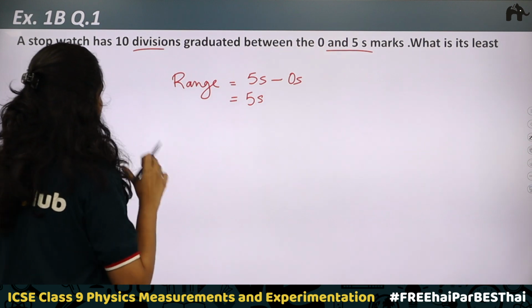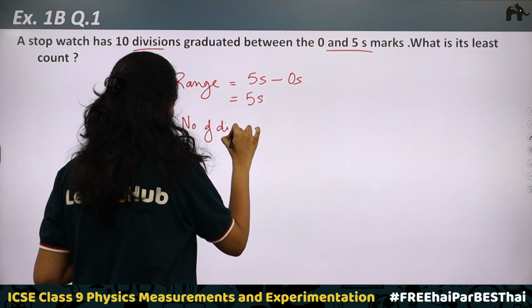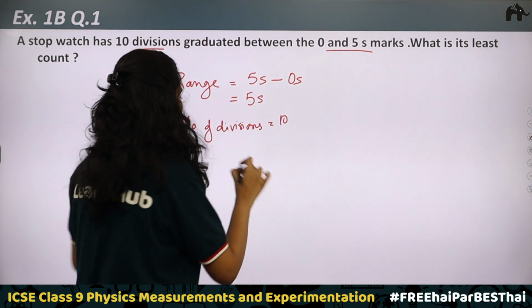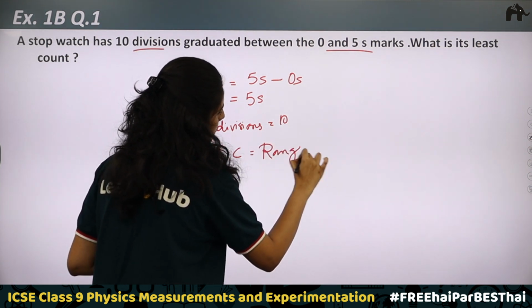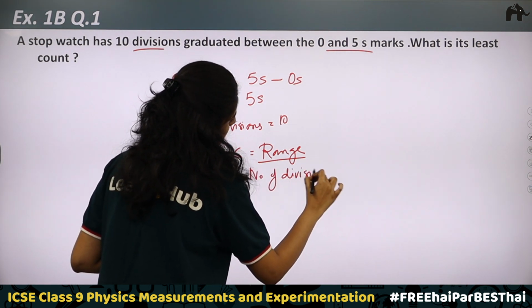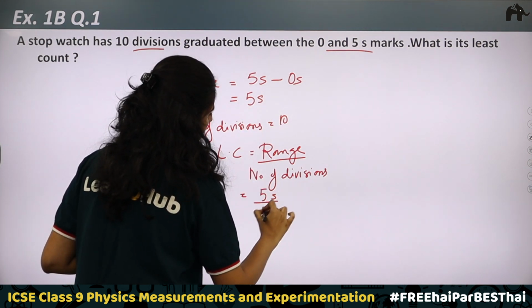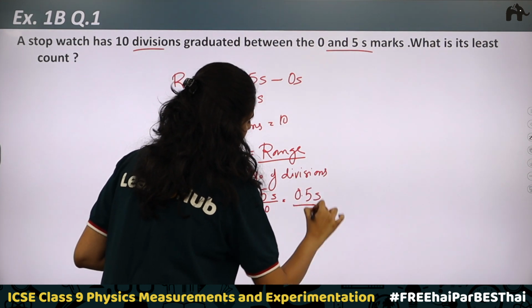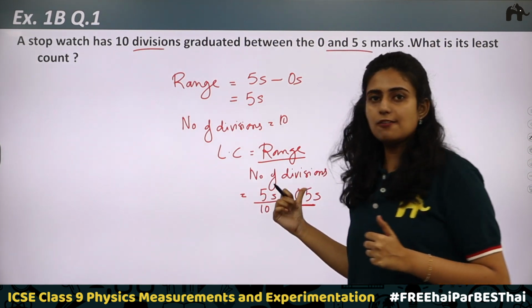Okay, then what is the total number of divisions? Number of divisions is given. Number of divisions is equal to 10. How to find the least count? Least count will be equal to range divided by number of divisions, which is equal to 5 seconds divided by 10, that is 0.5 seconds. Therefore, the least count of the given stopwatch is equal to 0.5 seconds.